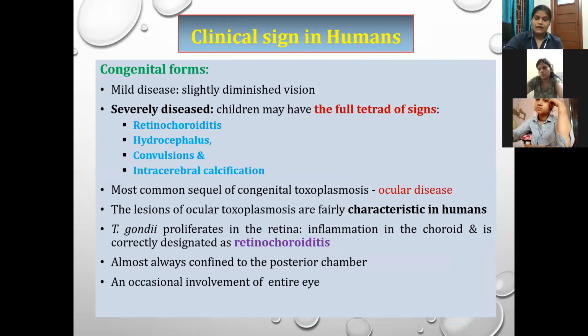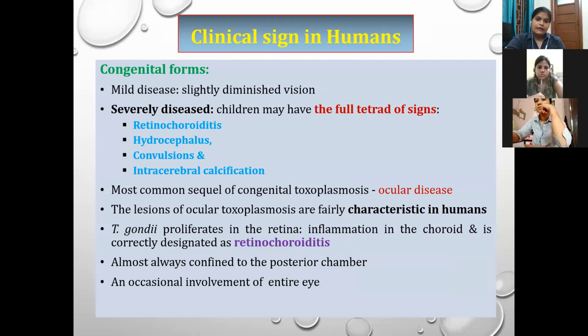And if the woman is pregnant in the third trimester, the severity will be more as compared to the first and second trimester. Means when the fetal growth is increasing, in that proportion the chances of the congenital form or abnormalities will be more.